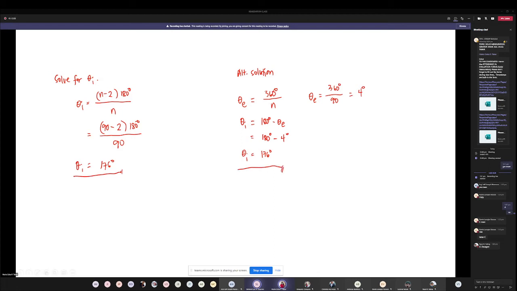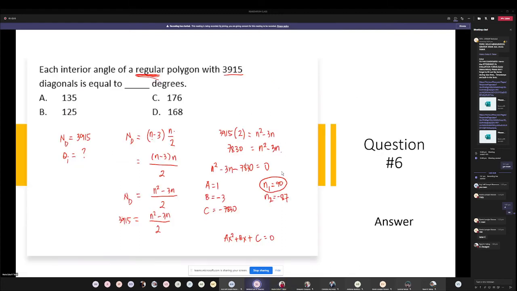So you cannot solve right away for the interior angle; you need to solve for the number of sides first. All right, so the answer is letter C, 176.